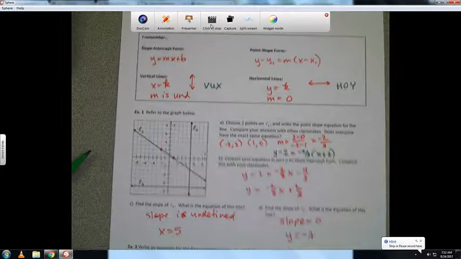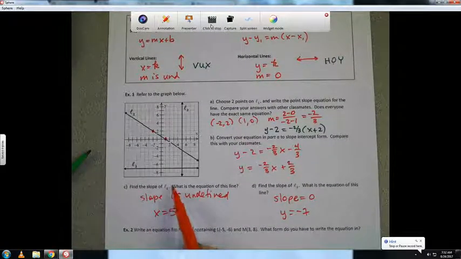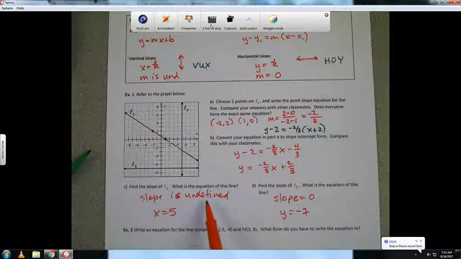Oh, okay, sorry, I wasn't realizing that wasn't showing. So find the slope of L2. L2 is a vertical line. The slope is undefined. X equals 5. L3 is a horizontal line, so its slope is 0. Its equation is y equals negative 7.